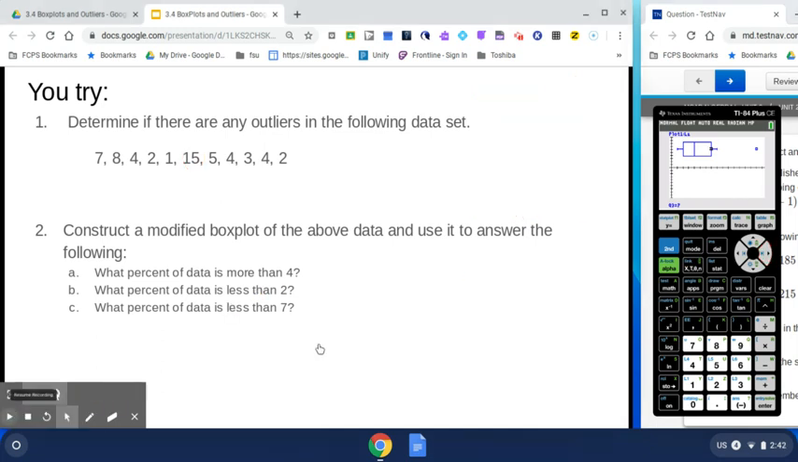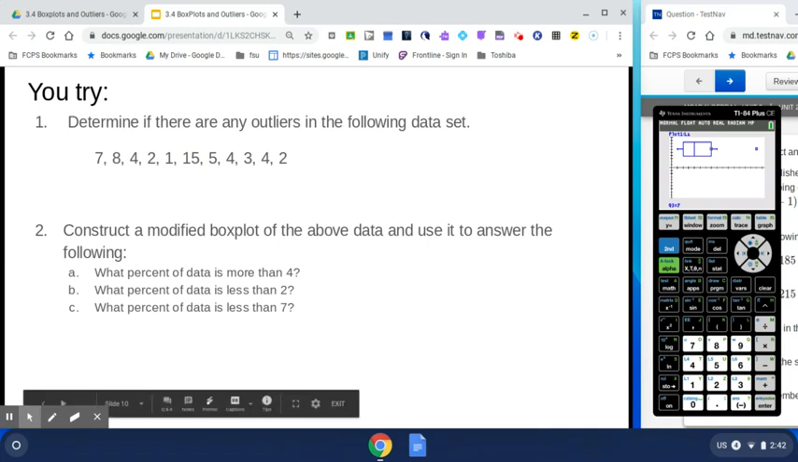Okay, this concludes the lesson on box plots and outliers.